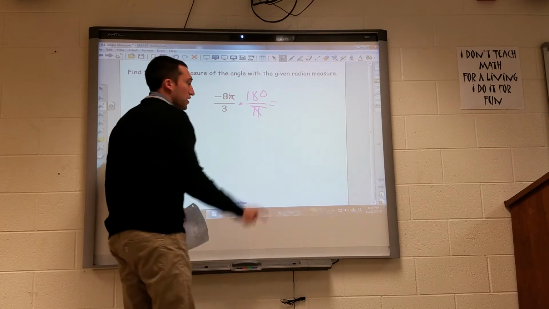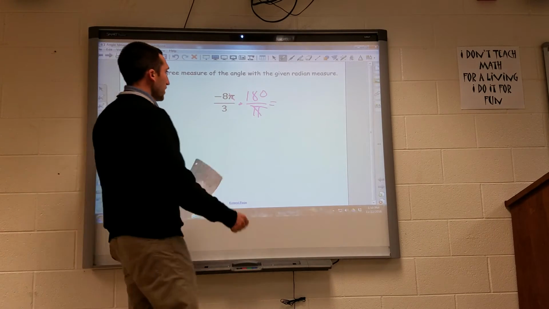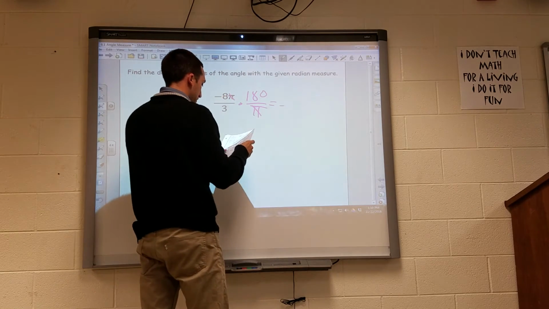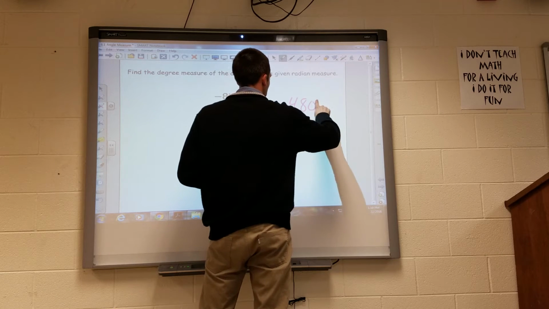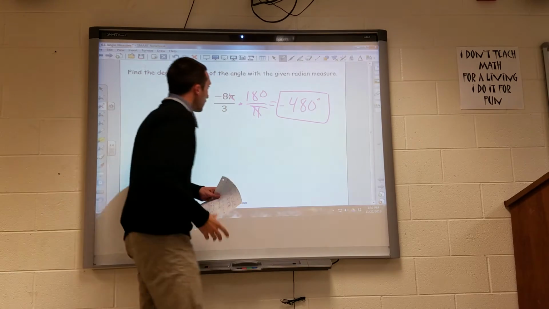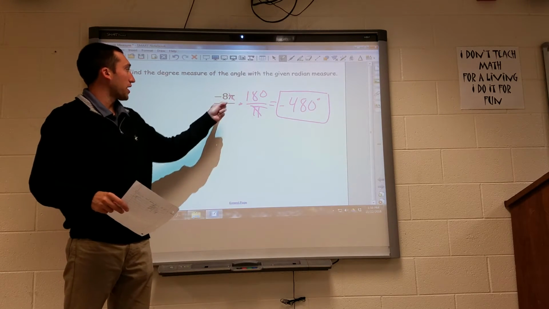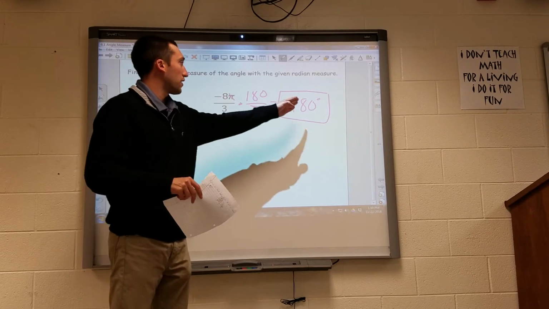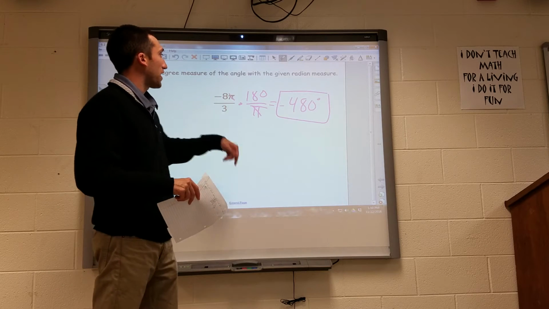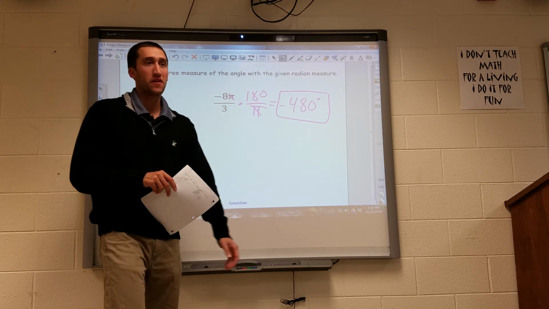so those pi's cancel out. Then I'll be left with negative 480 degrees. So if you took 8 times 180 divided by 3, you're going to get 480. It was a negative radian value, so it's going to stay a negative degree value.